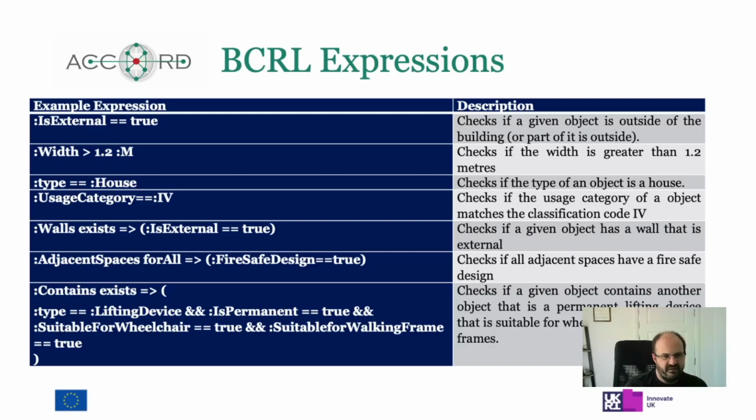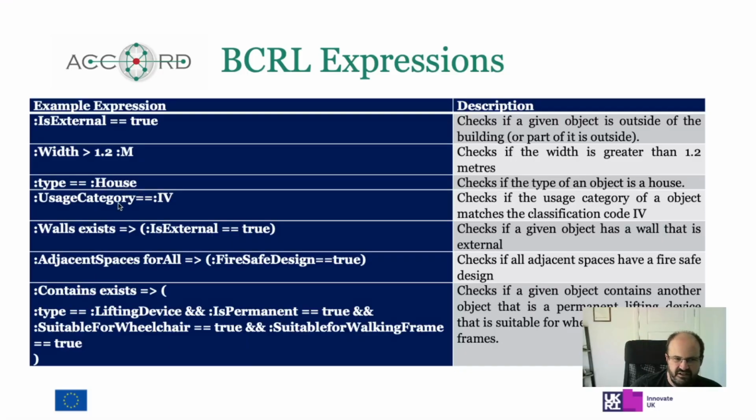So we could say what this decision actually means is we're checking if something is external. So we're saying, is it external? True. So checking if a particular part of the building is inside. The most common type of comparisons are using things like greater than or less than operators. So here we might say the width must be greater than 1.2 metres. We also might check the type of an object. Is the type a house?